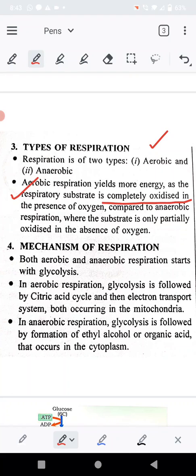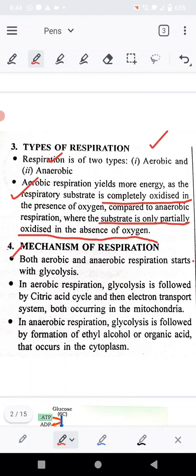If I talk about anaerobic respiration, here the substrate is partially oxidized and it occurs in the absence of oxygen. If I compare anaerobic respiration with the aerobic one, the anaerobic yields less energy than the aerobic, because here the oxidation is done partially. Now let us look at the mechanism of respiration.